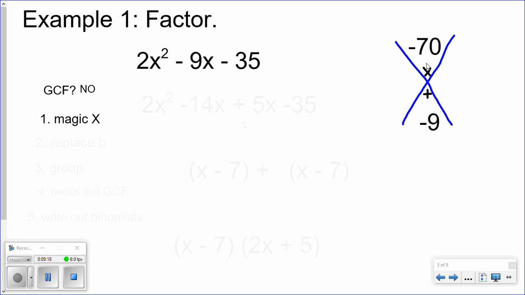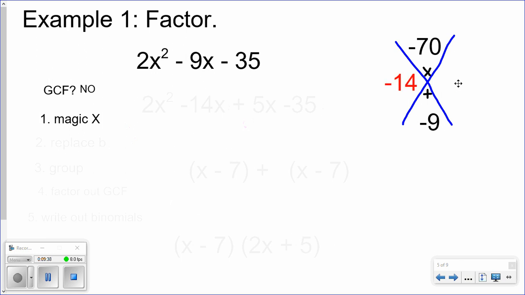What about 14 and negative 5? Well, 14 and negative 5 gives you positive 9. So if you get the number but not the right sign, just change the signs of the two numbers. I said 14 and negative 5, so let's change it to negative 14 and 5. It multiplies up to negative 70, but it also adds to negative 9.